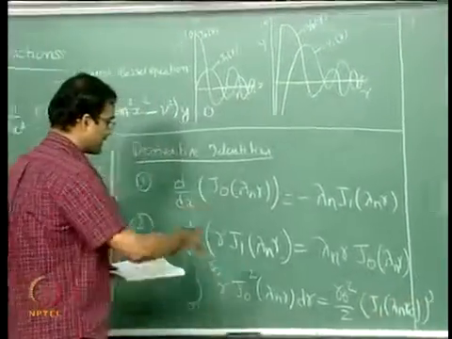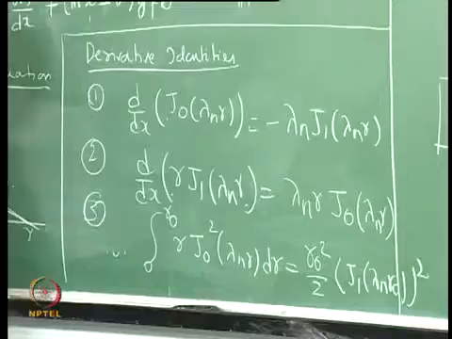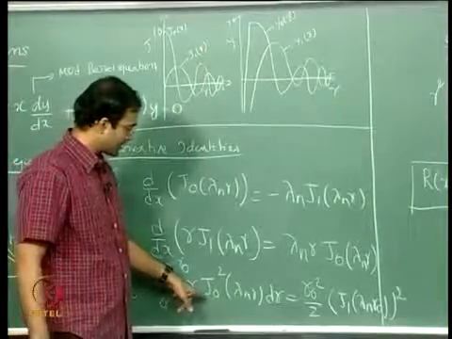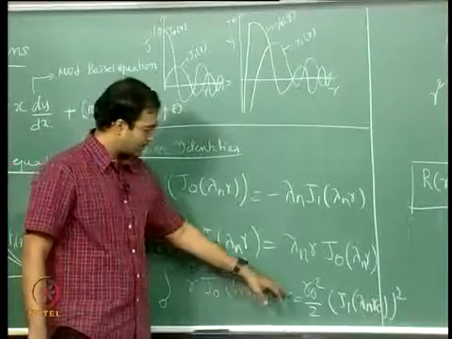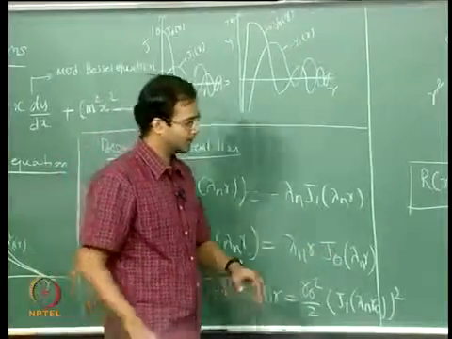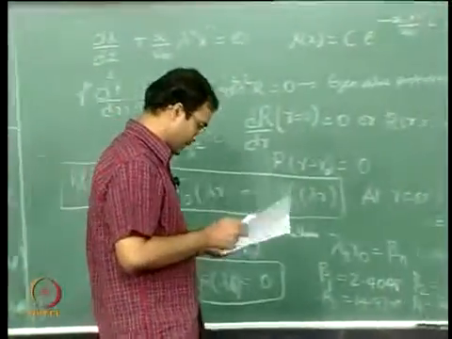Okay, so this is another important property. When you integrate, you multiply r with J naught squared of lambda n r, so you get this particular expression. So this is another thing which you should remember.